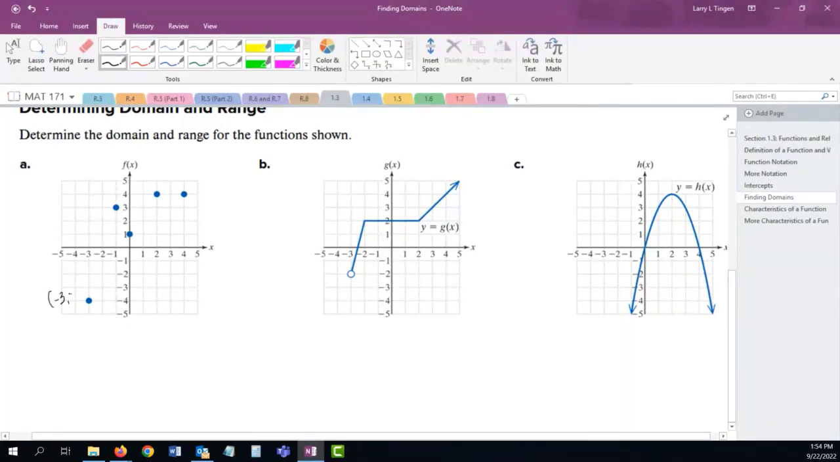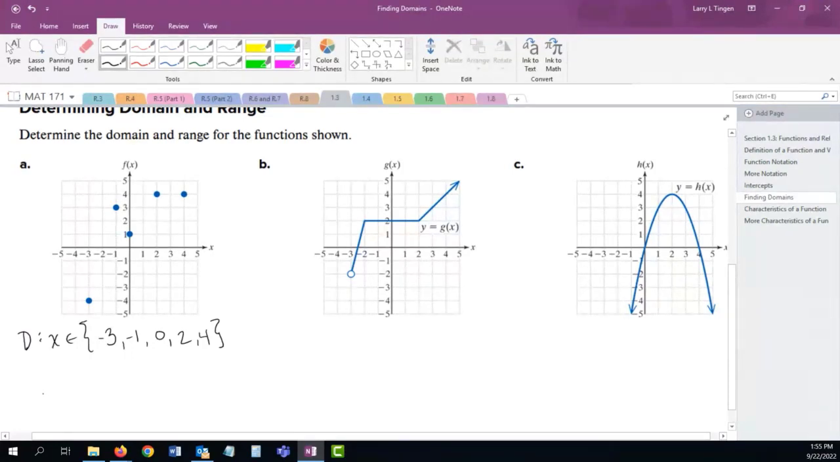This is negative 3, negative 4, and we can go through that. We don't need to write them all down. All I'm asked for is the domain and the range. So the domain, x is an element of, and I'm going to list all my x values. And they are what? Well, at this point, x is negative 3. At this point, x is negative 1. At the point in the middle, 0, 1, x is 0. Up here, x is 2. And then the last point on the right, x is 4.